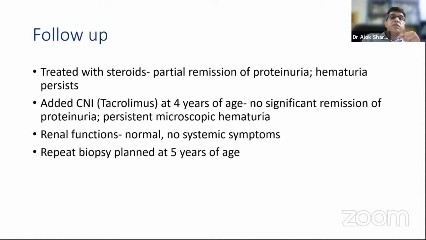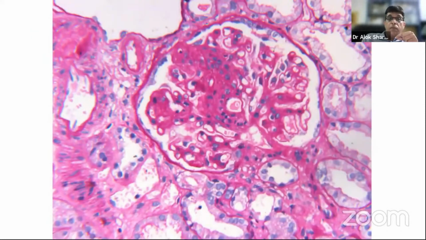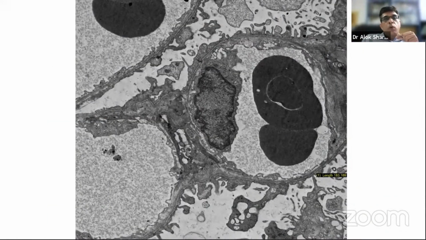And then, since there was persistent microscopic hematuria, she was again rebiopsied at 5 years of age. Now, when the biopsy was done this time, we found an FSGS lesion. So there is an FSGS which has developed. There was nothing in the initial biopsy. IF was negative again. Now you look at the EM.